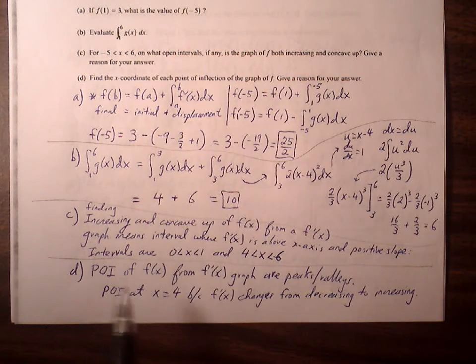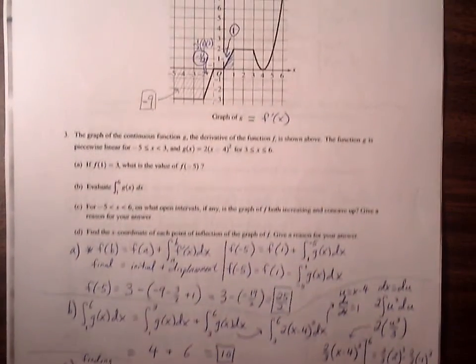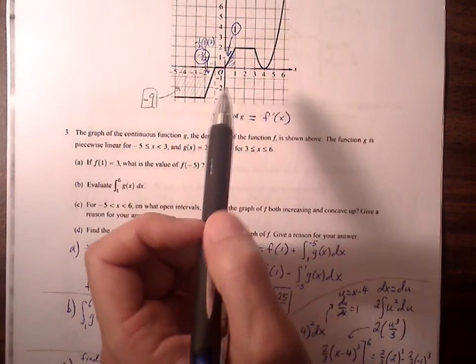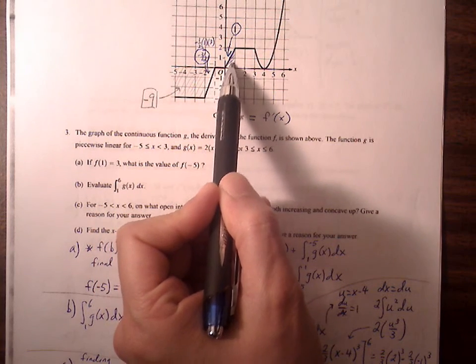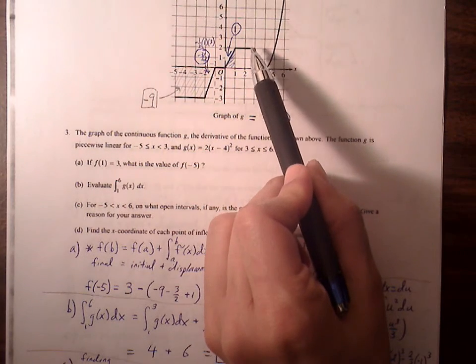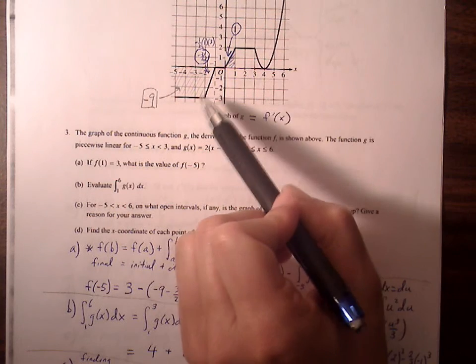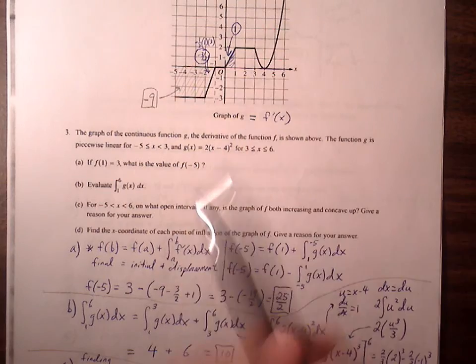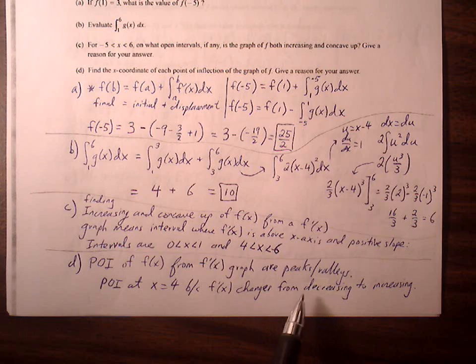For part D, find the x-coordinate of each point of inflection. So points of inflection off the derivative graph are the peaks and valleys. So we want to see where our slope changes from positive to negative or from negative to positive. So no relative max or relative mins up until 4, right? That's the only place where we're getting a distinct decrease followed by increase. We don't see any other places where there's decrease followed by increase or increase followed by decrease. So the only point of inflection is at x equals 4 because f prime changes from decreasing to increasing.